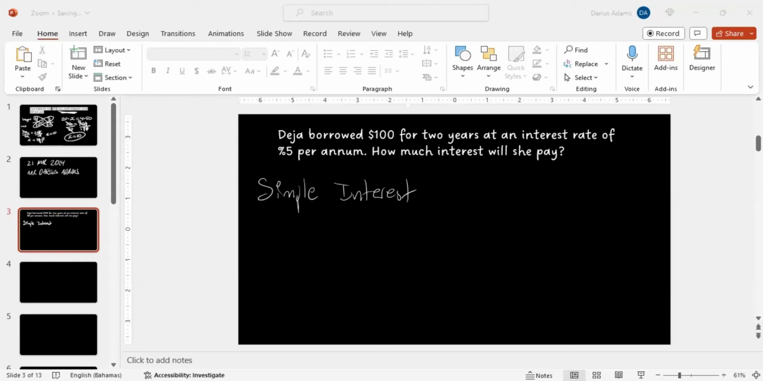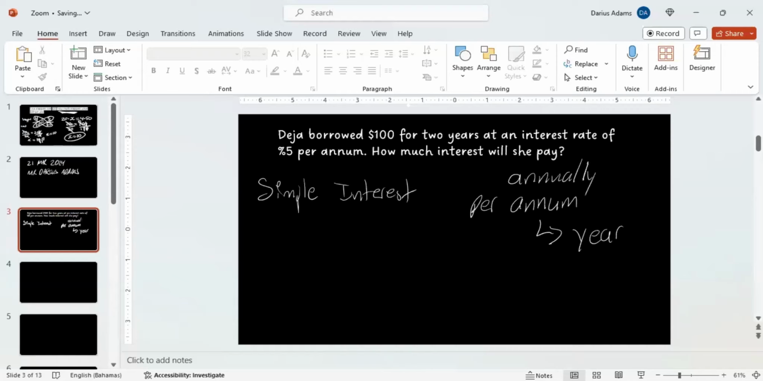All right. 5% per annum means per year. So that means she's paying 5% per year. Annum means per year. If they said annually, that means year as well.